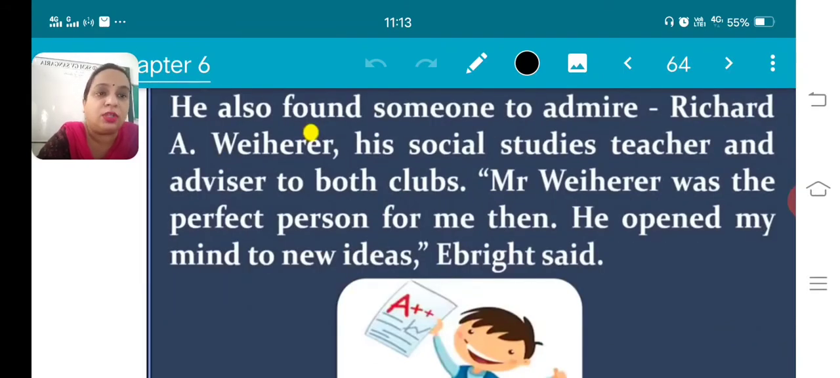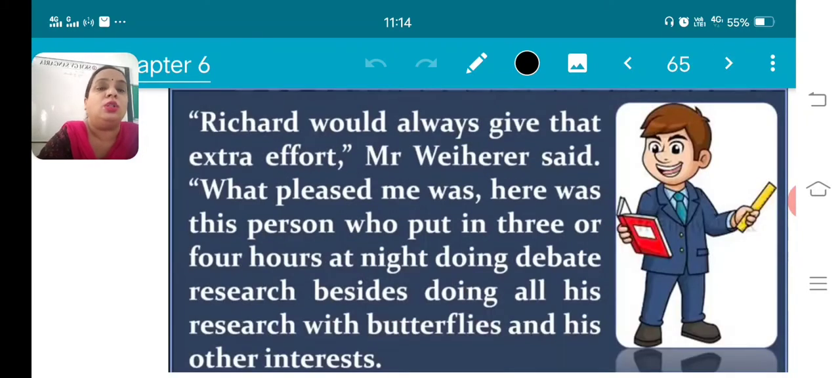He also found someone to admire, Richard Wearer, his social studies teacher and advisor to both clubs. "Mr. Wearer was the perfect person for me then. He opened my mind to new ideas," Bright said. So he used to admire his social studies teacher, the advisor to both clubs. Bright thought that his teacher was the right man, one who used to give him open ideas for his open mind. So that's why he is admiring his teacher here.